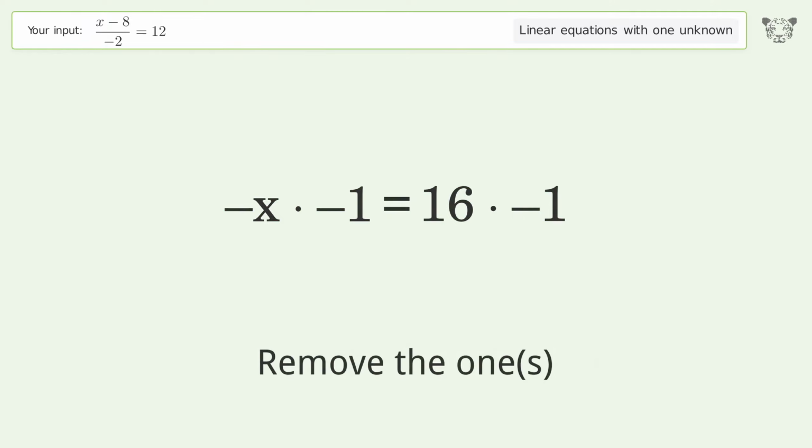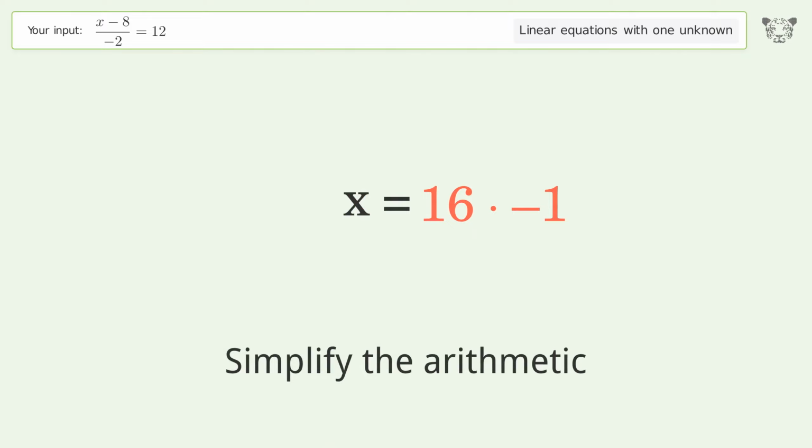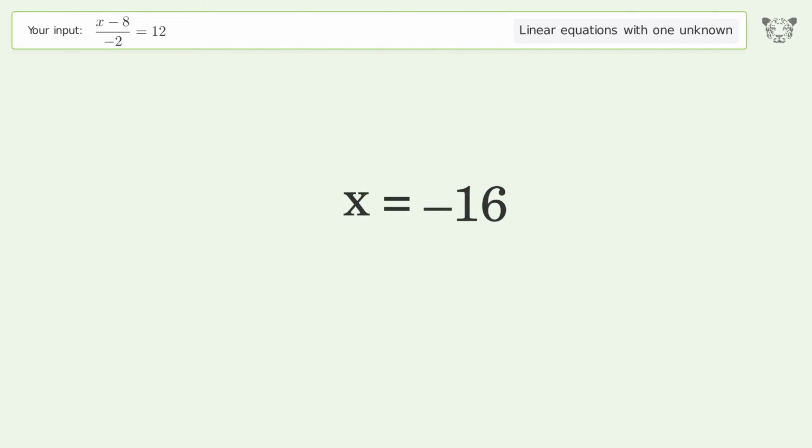Remove the ones. Simplify the arithmetic. And so the final result is x equals -16.